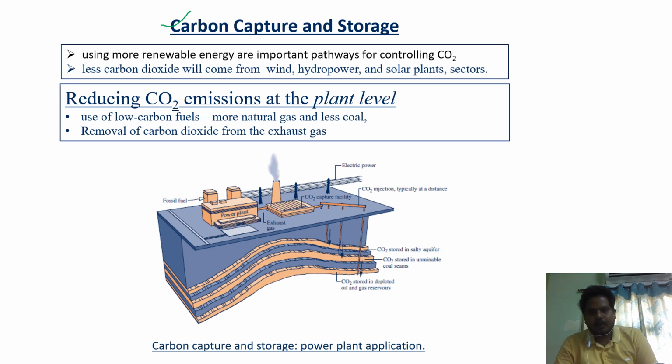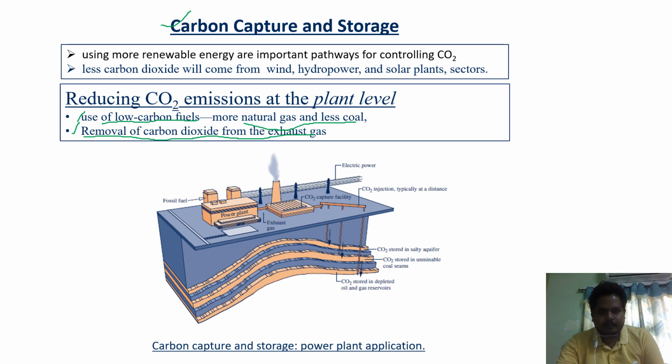So we have to reduce the CO2 emission at the plant level itself. We have two possibilities. One is using low carbon fuels, like natural gas and less coal. The other possibility is removal of carbon dioxide from the exhaust gas. Here different techniques are there to capture and store the carbon dioxide.